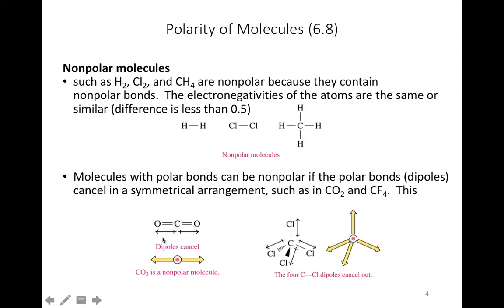However, even when I have cases where I have polar bonds, so oxygen is much more electronegative than carbon, so it's pulling on the electrons harder. If those electronegative atoms are arranged symmetrically around the central atom, as they are in the case of carbon dioxide, or as they are in the case of carbon tetrachloride, even though the bonds are polar, because those polar bonds all cancel each other out, that means the molecule overall is going to be nonpolar.